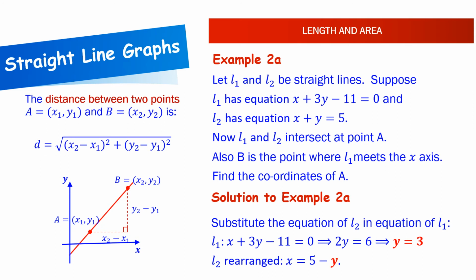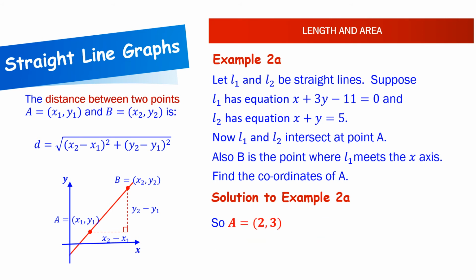And now we can substitute this in the equation L2. So x equals 5 minus y, or x equals 5 minus 3. And therefore x is equal to 2. So the point A is equal to (2, 3).